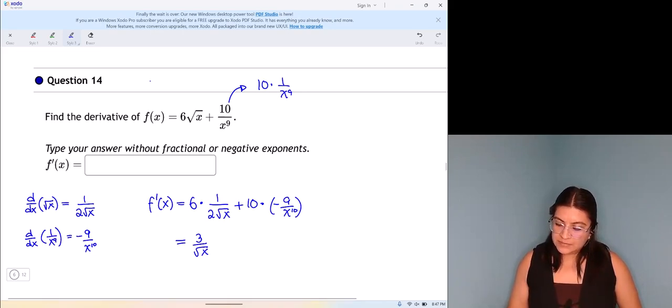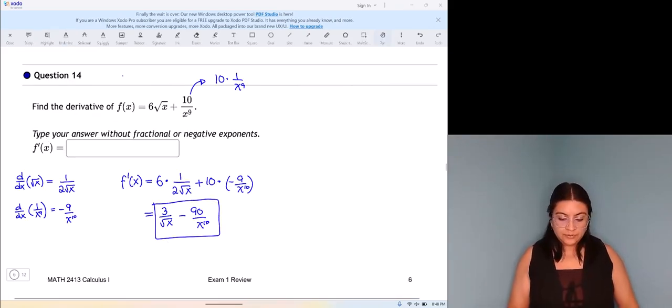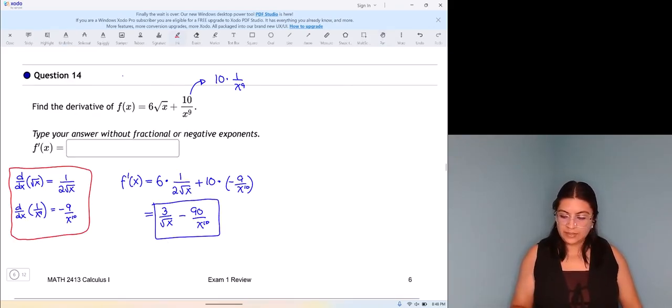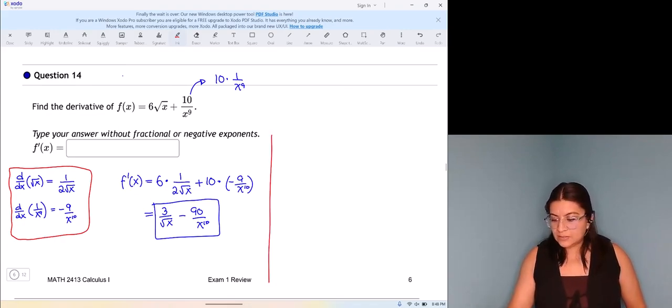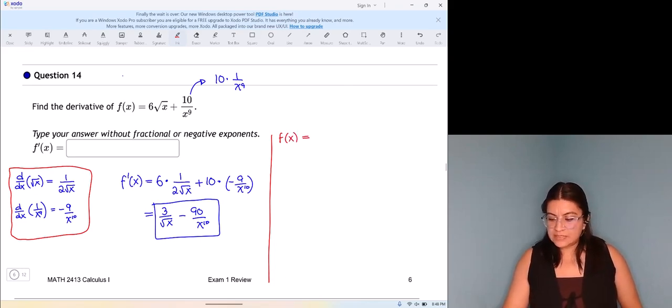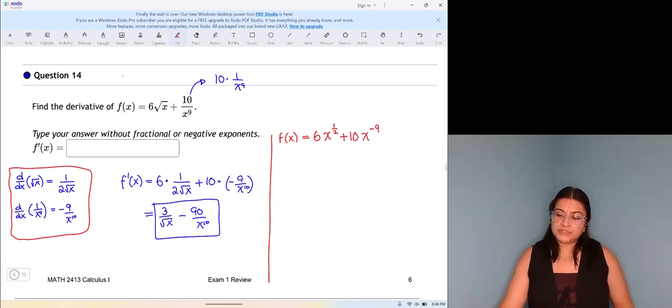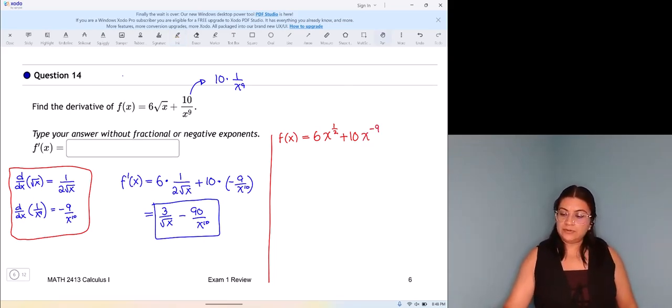10 on top times negative 9 on top, that becomes negative 90 on top divided by x to the 10th. If you don't remember these derivatives, then that's okay. Let's go back to the original and rewrite it before we take derivatives. 6 times x to the 1/2 plus 10 times x to the negative 9. This is the original. I just rewrote it. Now let's take the derivative.